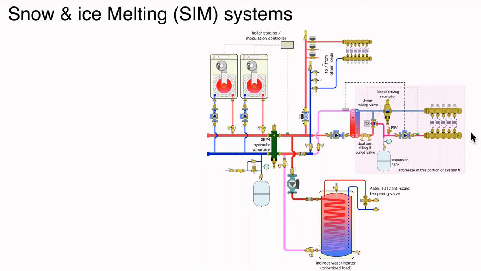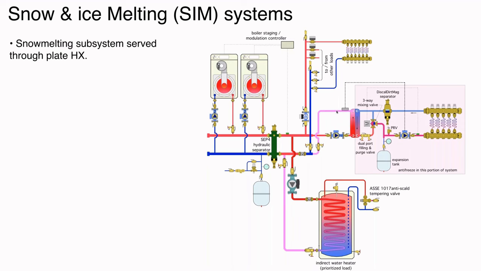And again, we have this pink box that represents the antifreeze portion of the system. We've got a mixing valve in here that is regulating the temperature going out to these circuits. And the important thing I want to stress to you is we are monitoring the water temperature leaving the primary side of the heat exchanger.